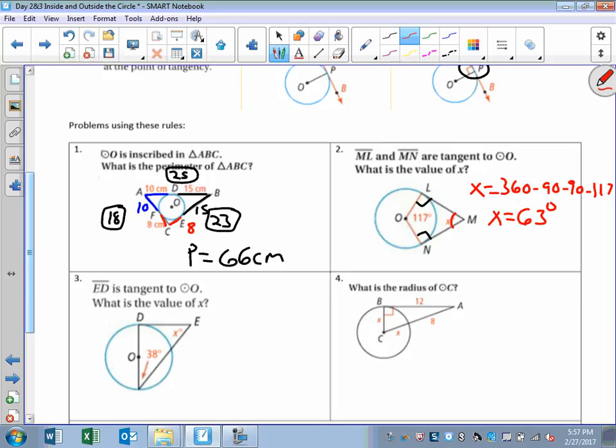For number 3, we're also going to use the second special rule. So we have a triangle inscribed in the circle. We have a line tangent with the radius, that means this is going to be 90. So now the other angle of the triangle, x, is going to be equal to 180 minus 90 minus 38. So x is 52 degrees.